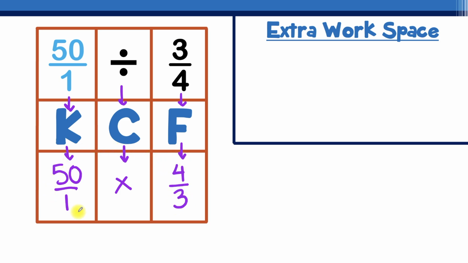Now that we have a multiplication problem, all we have to do is multiply these numerators to find our new numerator, and then multiply these denominators to get our new denominator. So let's do that. So first we're going to do 50 times 4. And for our new denominator, we're going to do 1 times 3.